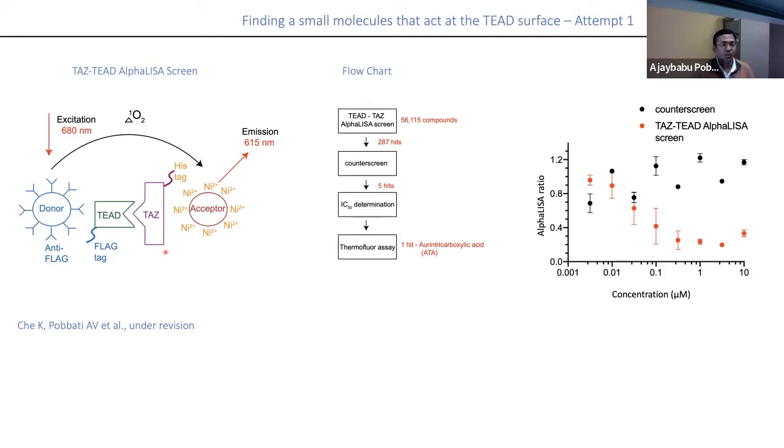Basically, in this assay, when TAZ interacts with TEAD, you see an increase in the signal. And Kepang screened about 50,000 compounds and got 287 compounds as hits. By the way, this paper is right now under revision. So these are still unpublished work.